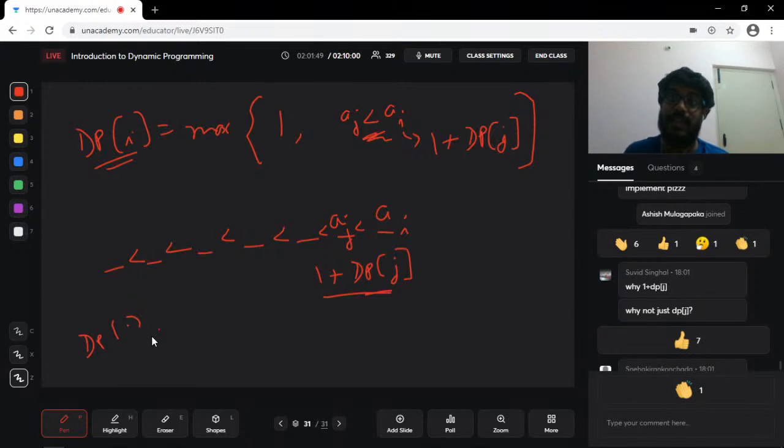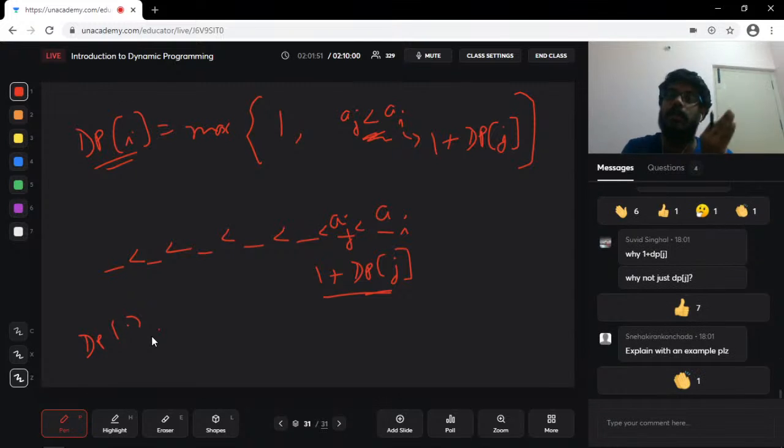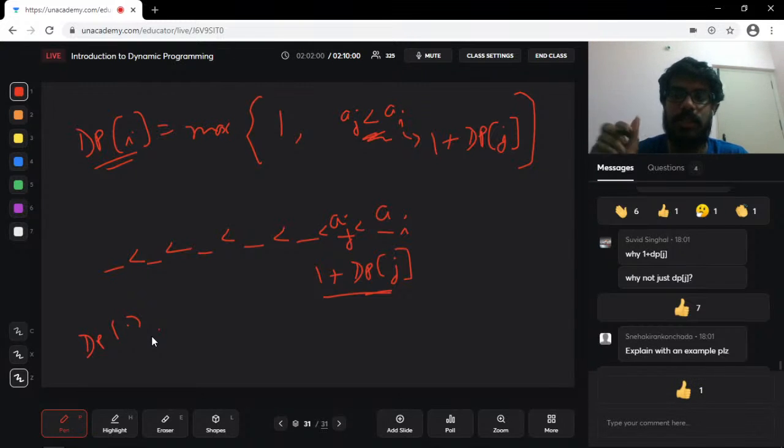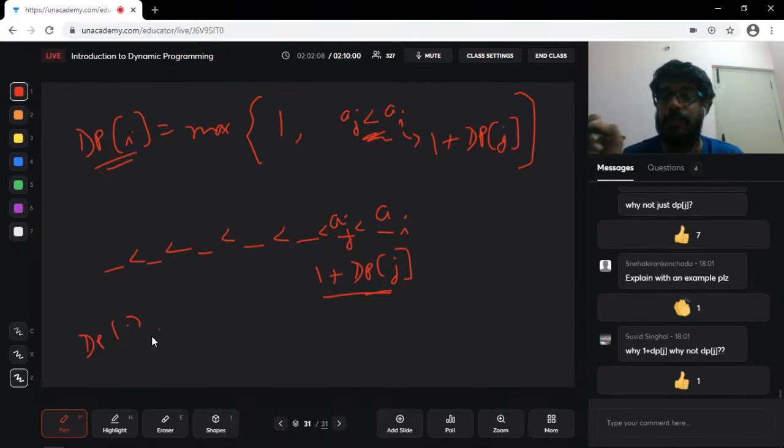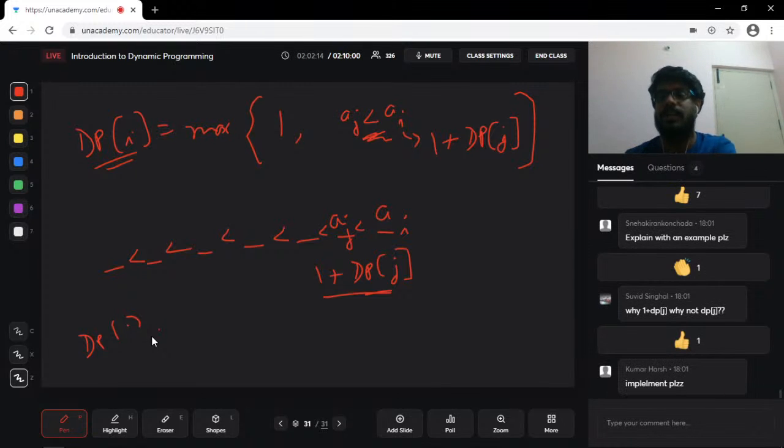And then what is the final answer? The final answer is going to be max over all the elements in the dp. It's not just dp of n, right? Because dp of n will only have those increasing subsequences which end at the last element, but that need not be the case. I can end wherever I want in the original problem. So I just need to take max of dp1, dp2, dp3, all the way up till dpn. That's going to be the final answer.